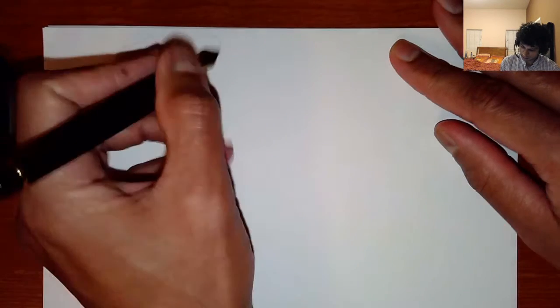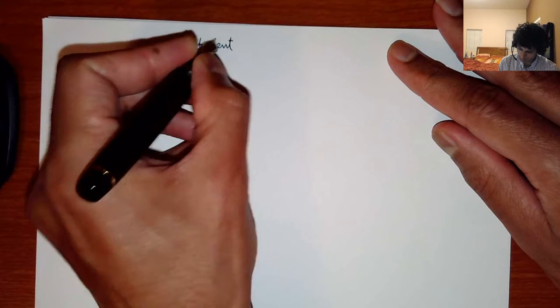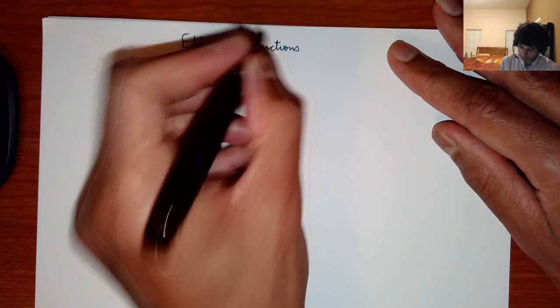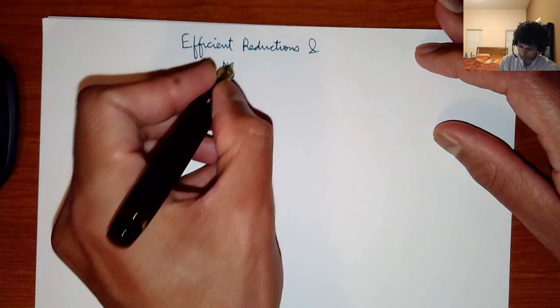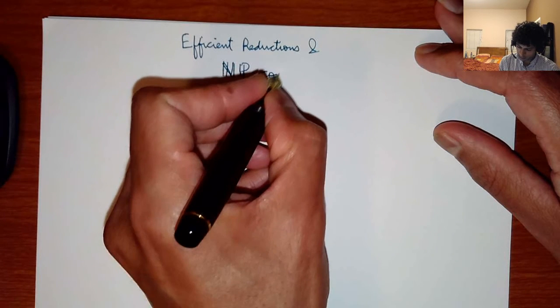So the topic for today's lecture is efficient reductions and the notion of NP-completeness.